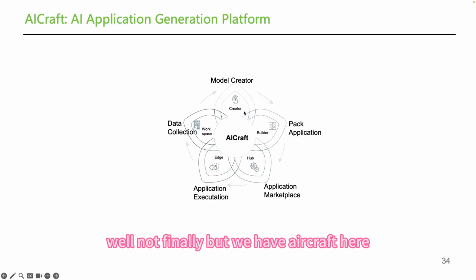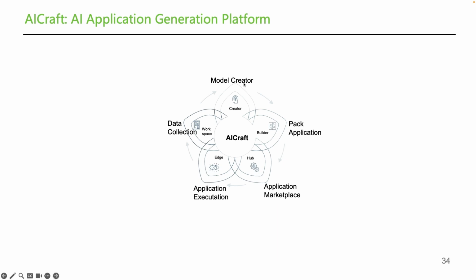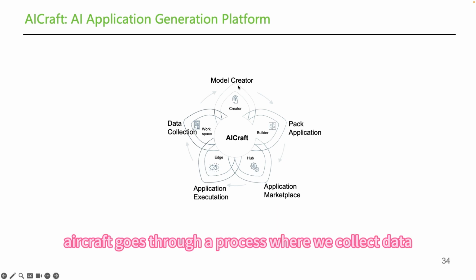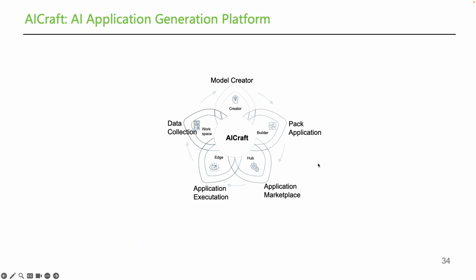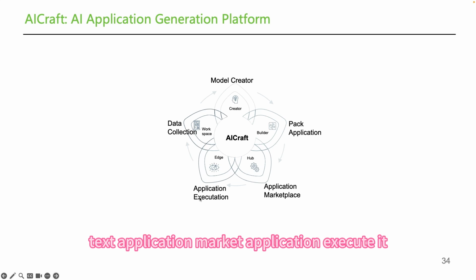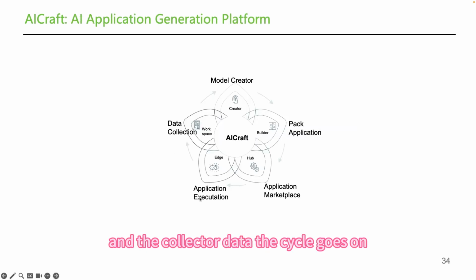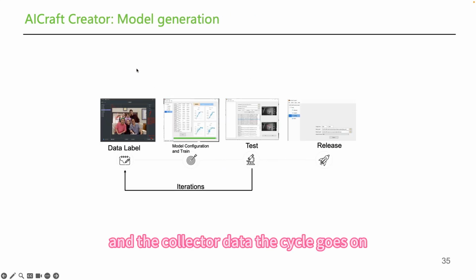And finally, we have, well, not finally, but we have AI Craft here. AI Craft goes through a process where we collect data, create a model, pack the application, market the application, and execute it. And then collect more data as the cycle goes on.